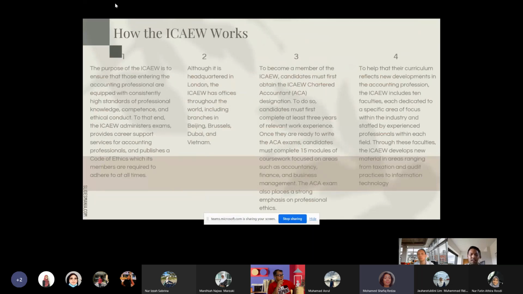So this is how the ICAEW works. First, the purpose of the ICAEW is to ensure that those entering the accounting profession are equipped with a certainly high standard of professional knowledge, competence and ethical conduct. To that end, the ICAEW administers exams, provides career support services for accounting professionals, and publishes a code of ethics which its members are required to adhere to at all times. Second, although it is headquartered in London, the ICAEW has offices throughout the world, including branches in Beijing, Brussels, Dubai and Vietnam. And to become a member of the ICAEW, candidates must first obtain the ICAEW Chartered Accountant designation.